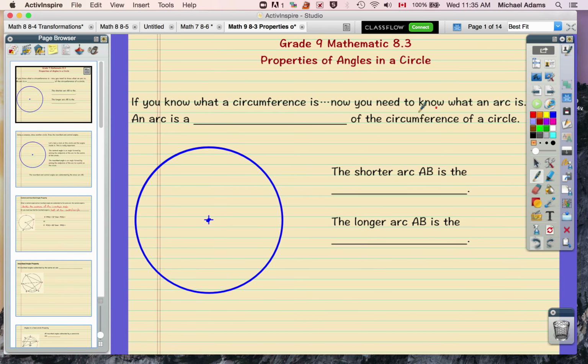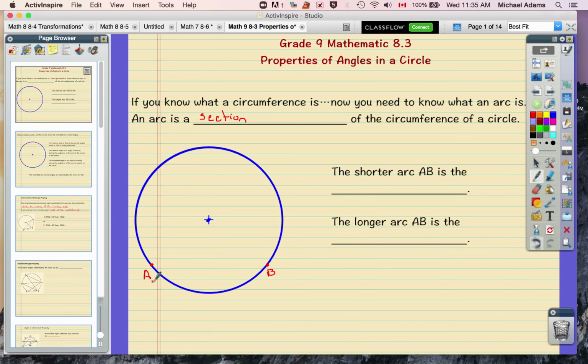So here we go. Here's our circle, and this distance around the outside, that's our circumference. Now, an arc is just a section of that circumference. So if I have, let's say, a point on this circle, and I'm going to call this point A, and I'll call this point B. I actually have two arcs here.